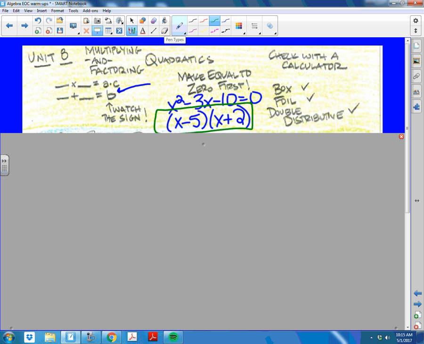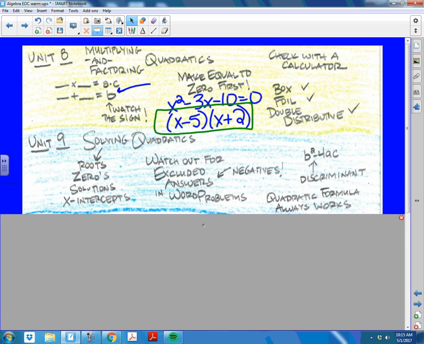The solutions are then making them equal to 0, which gets us to Unit 9, which is where we solve quadratics. Roots, zeros, solutions, x-intercepts, they all mean the same things. This is a big deal. Watch for excluded answers. What I mean by that is, remember when it was a measurement, what could you not have? Negative numbers. So even if you get two answers, a negative and a positive, you have to get rid of the negative number. You can't have a negative measurement. So watch for excluded answers, and that usually means negatives.